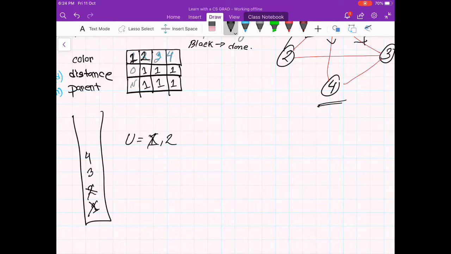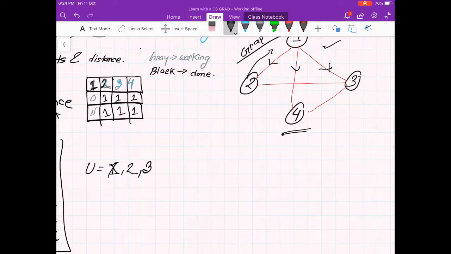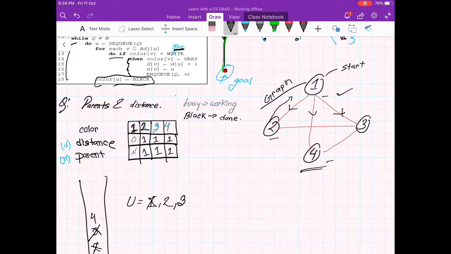No, it's not empty. So we dequeue 3 and put it into u, and then we look into the adjacent nodes of 3. So the adjacent nodes of 3 are 1, 2 and 4, right? So is 1 blue? No, it's black. So we don't do the whole condition here. So is 2 blue? No. Is 4 blue? No, 4 is not blue. So we are not going through all of these conditions here. So we would be blacking out 3 because we are all done with 3.